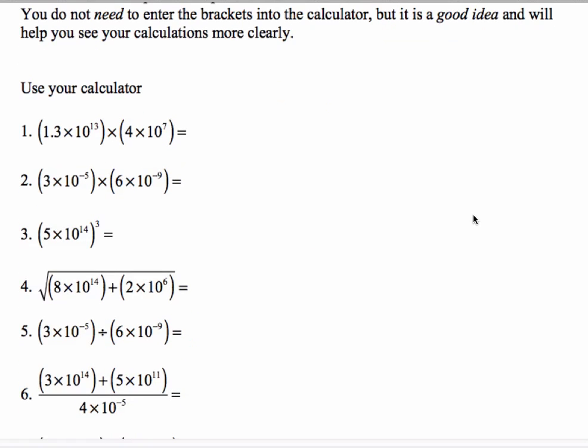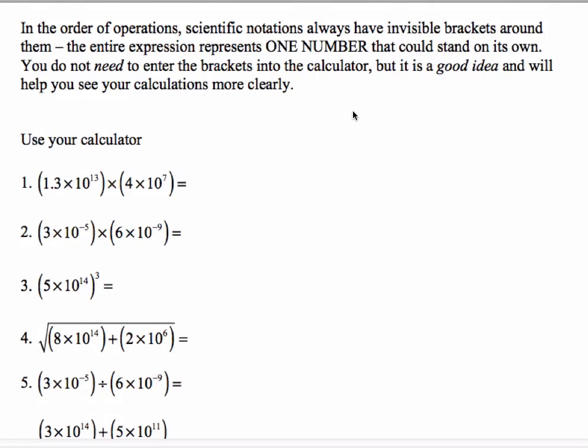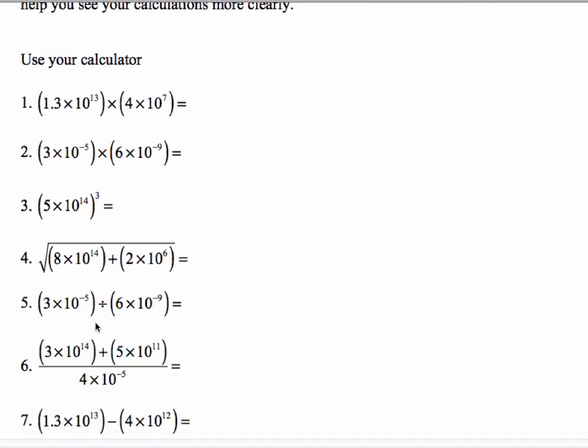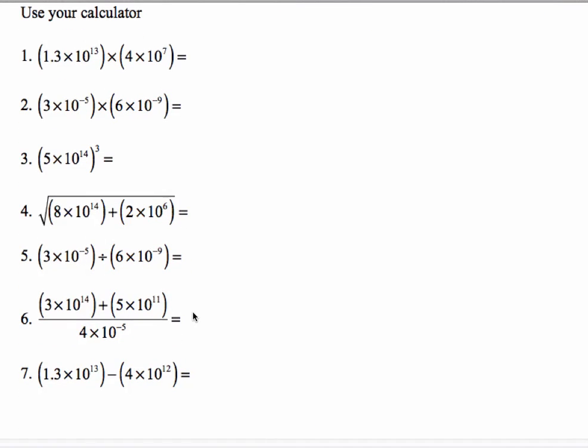Now, if you want to do calculations with scientific notation, it's a very good idea to put each number in brackets. You don't always need it. Like in the first example, you don't actually need the brackets, but you can see it better. You can see that you're multiplying this quantity in scientific notation times this quantity in scientific notation. Okay, if you want to cube a number in scientific notation, then put it in brackets and cube it. And we have various other types of calculations here. I'm going to do this one right here in the calculator to show you how to do that.